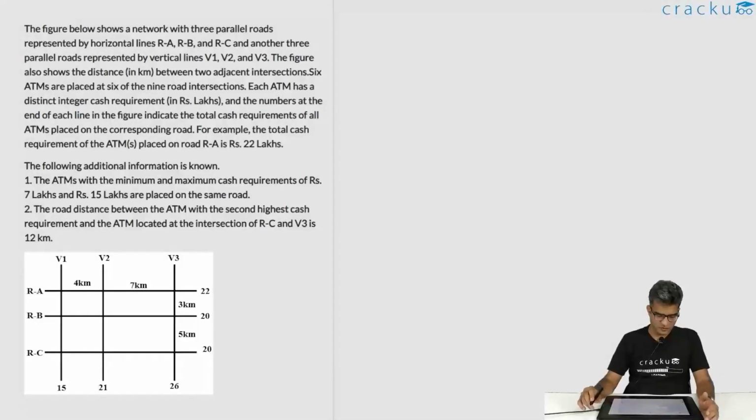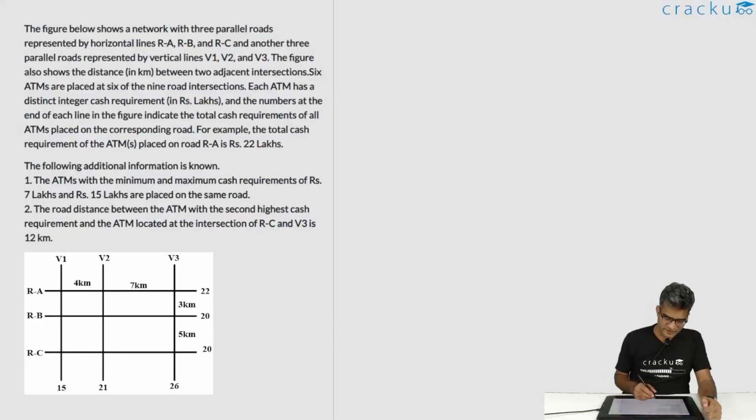In this question, we are told that there are 3 horizontal lines and 3 vertical lines. They intersect at 9 points. Amongst the 9 points, there are 6 points which contain ATMs. We are given some information. We have to figure out how much cash is there in each of these ATMs. We are also required to figure out where each of the 6 ATMs is.